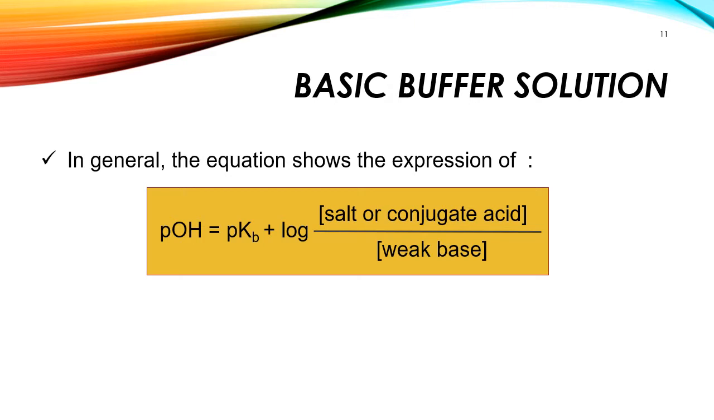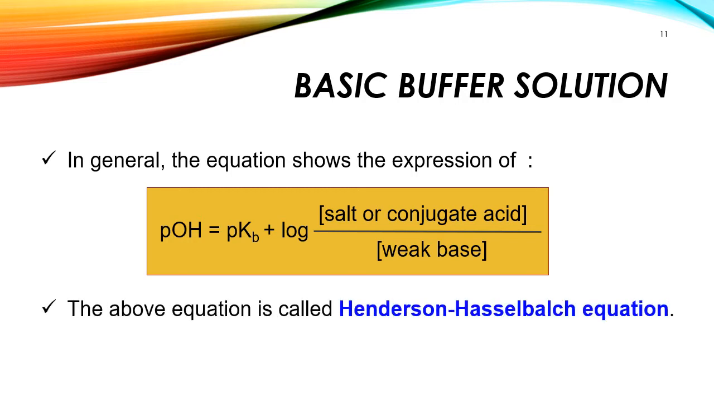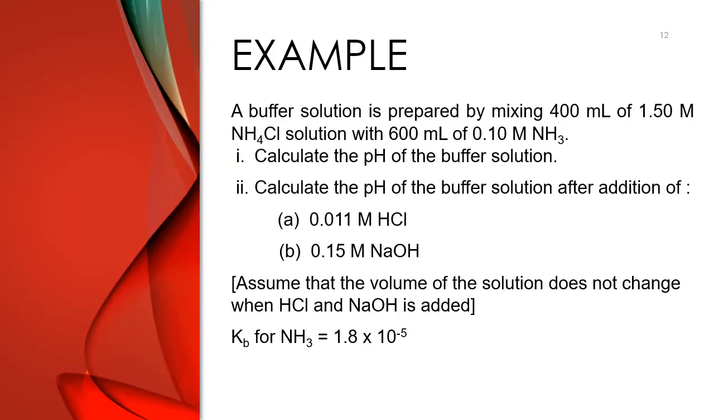In general, the equation shows the expression pOH equals pKb plus log the concentration of the salt, or the conjugate acid, divided by the concentration of the weak base. The above equation is called the Henderson-Hasselbalch equation. Now, let's discuss an example on how to calculate the pH of a buffer solution.